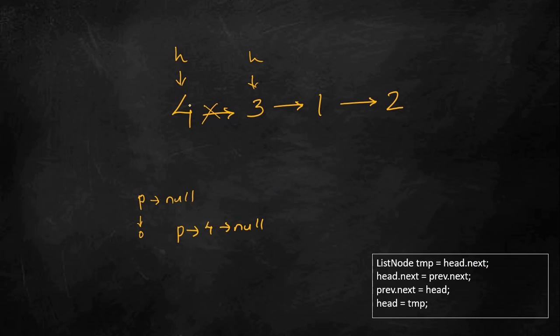I'll point head dot next, I need to remove this. So head dot next should be pointing to my p dot next. So that's what I'm doing here. Head dot next will be pointing to previous dot next, and then my previous dot next should be pointing to the head. So that is the next step here, previous dot next pointing to head, and then my head should point to head dot next, which I saved in the temp variable, so head equal to temp.